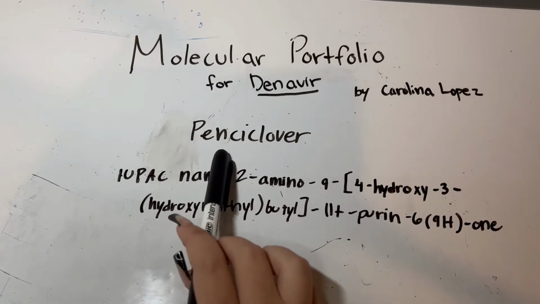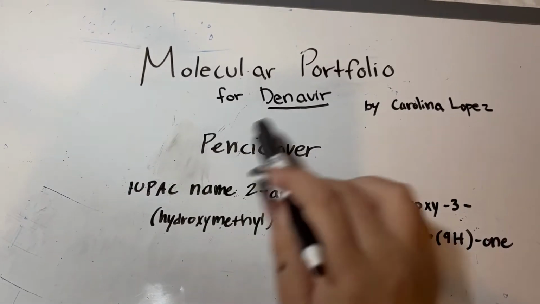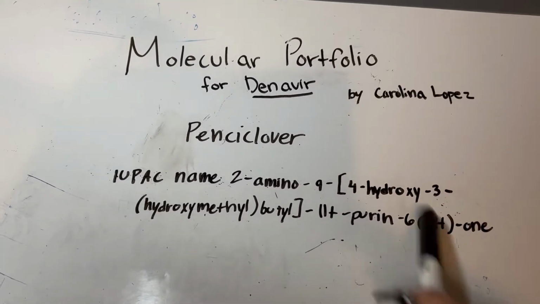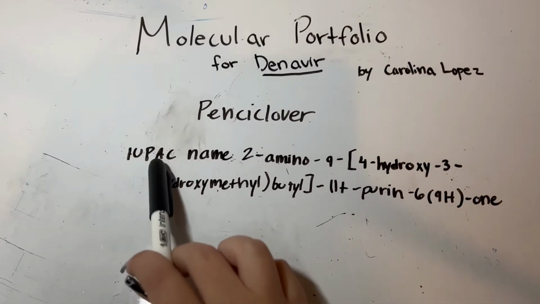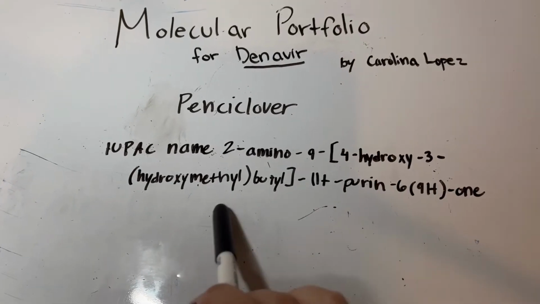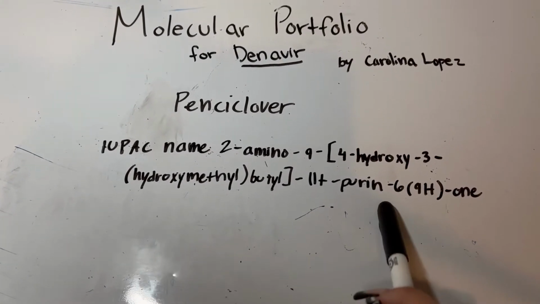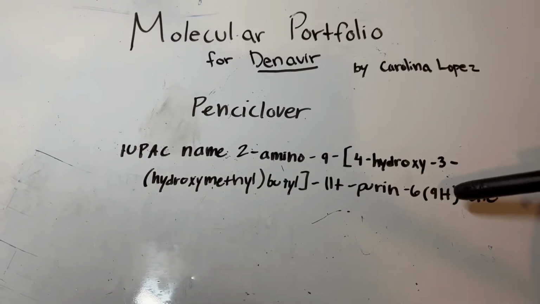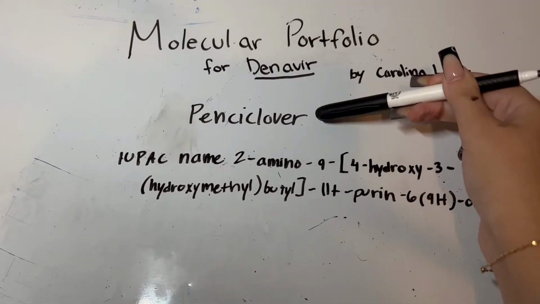This is the generic name of Denavir. It's called Pensiclover, and then this would be the long version, the chemical name of my drug. I will not say this, just because I know for a fact I'm going to mess up. This is super long, but that's the chemical name. I wrote it out for you guys, and then that is the generic name.